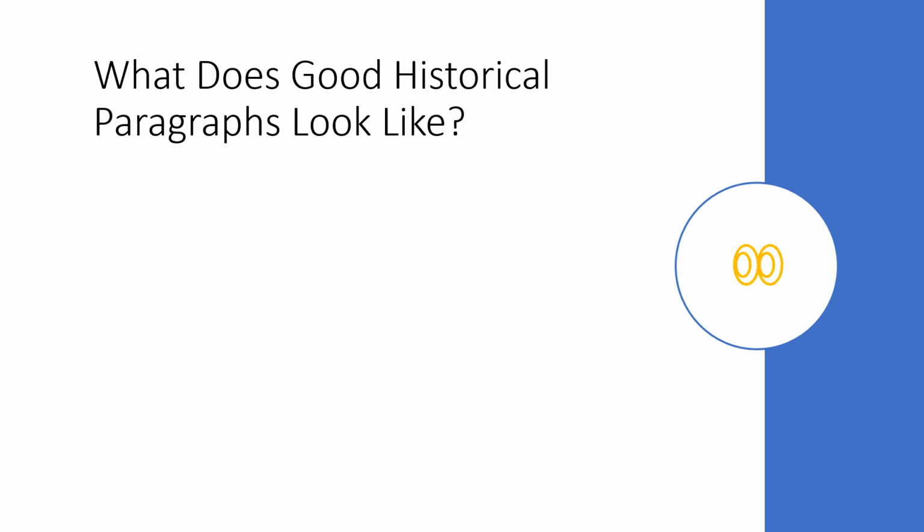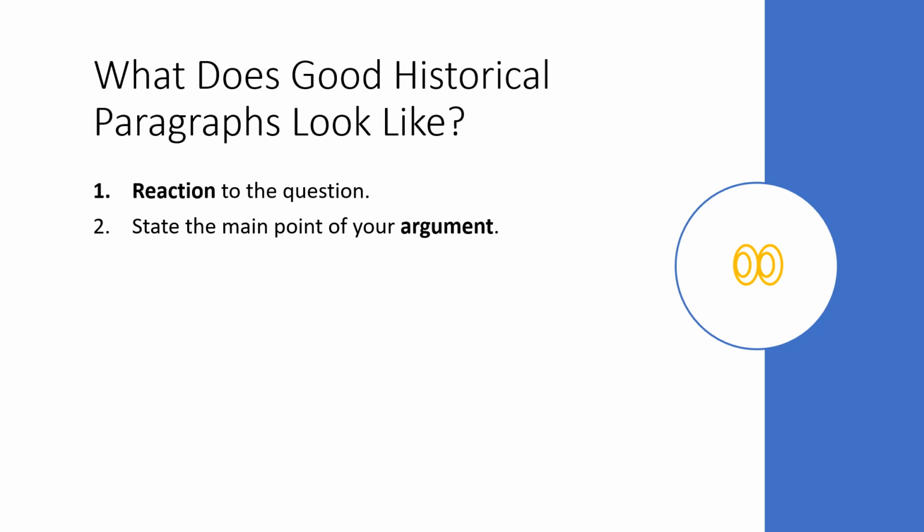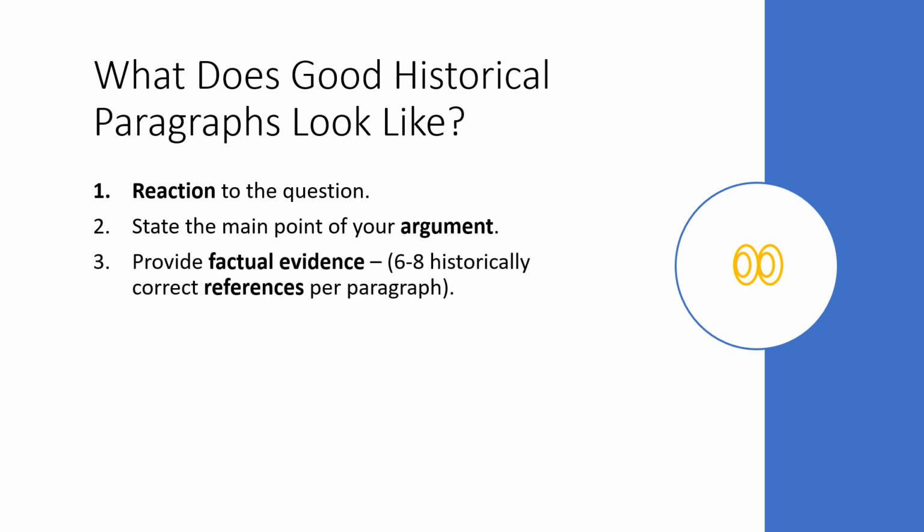That leads us into the question my students would ask me at this point: what does a good historical paragraph look like? There are 6 characteristics of good historical writing that we need to start thinking about. In every single paragraph, we need to react to the question. We need to state the main point of your argument. You need to provide factual evidence.